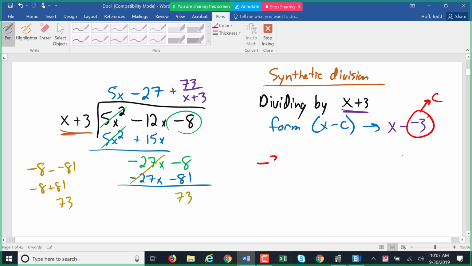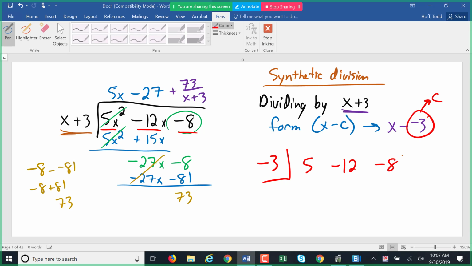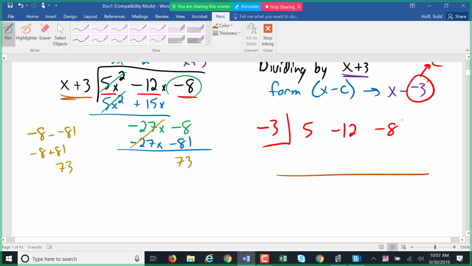So we're going to take that negative 3. Then we're going to take the coefficients of each term in the polynomial that we're dividing. We had 5, negative 12, and negative 8. And from there, our calculation is pretty simple. I'm going to leave a line here. The first number we just drop down, 5. We do 5 times negative 3, which is negative 15. That goes under the second coefficient. Then we add.